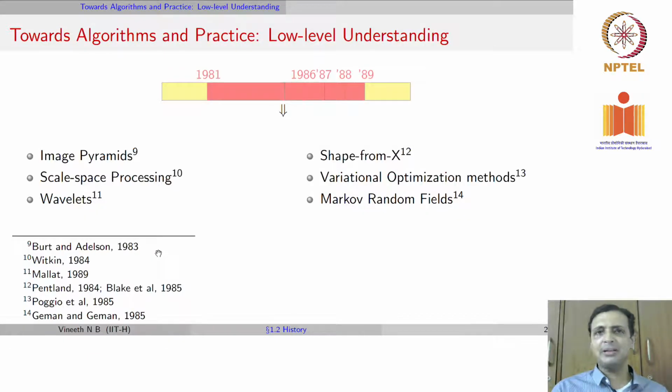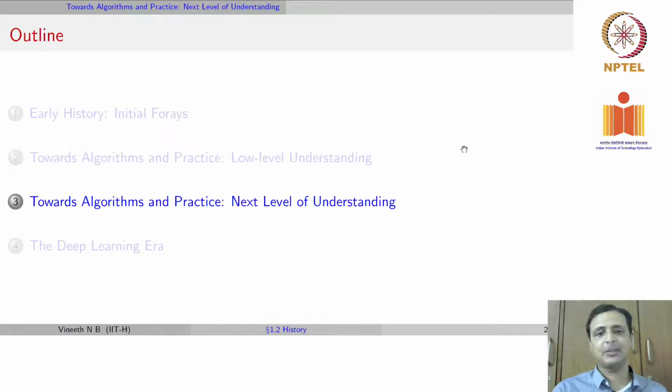Other things that happened in the 80s were the development of image pyramids, representation of an image in multiple scales, scale space processing, processing of an image at different scales, wavelets, which was a landmark development at that time, shape from X, which is shape from shading, shape from focus, shape from silhouette, basically trying to get shape from various aspects of image formation, variational optimization methods, and Markov random fields. All of this was developed in the 1980s.